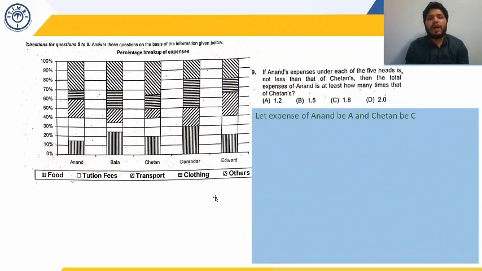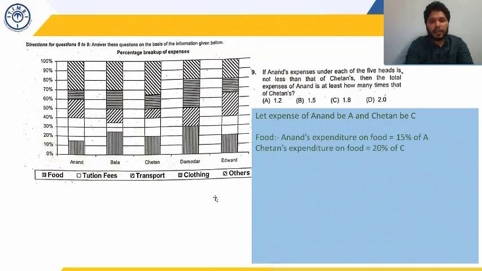So let us assume Anand's and Chetan's total expenses to be A and C. For example, Anand is spending A rupees and Chetan is spending C rupees. And one by one we are going to try each of the expenses under each of the 5 heads, which are food, tuition fees, transport and so on. So let's discuss food first.